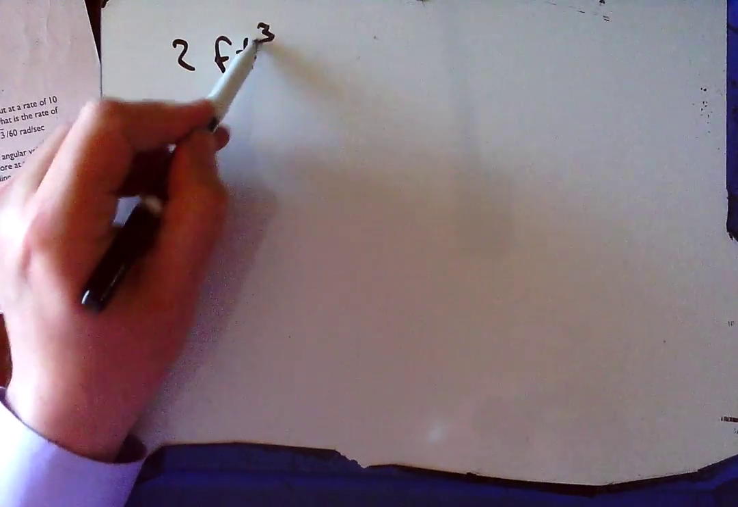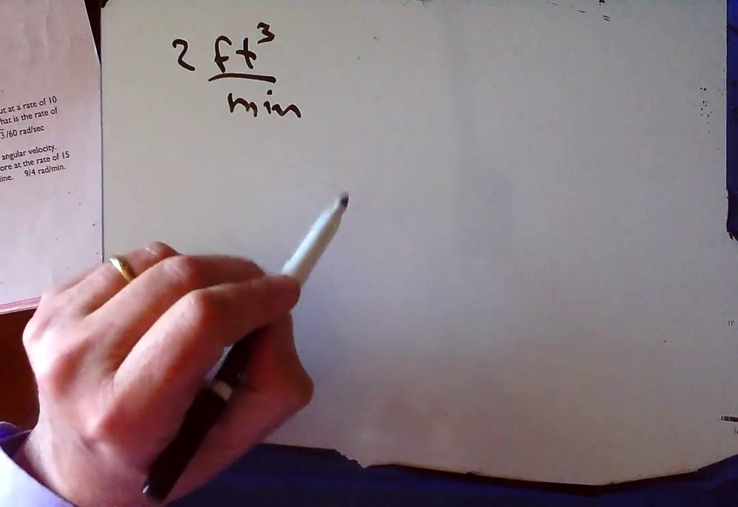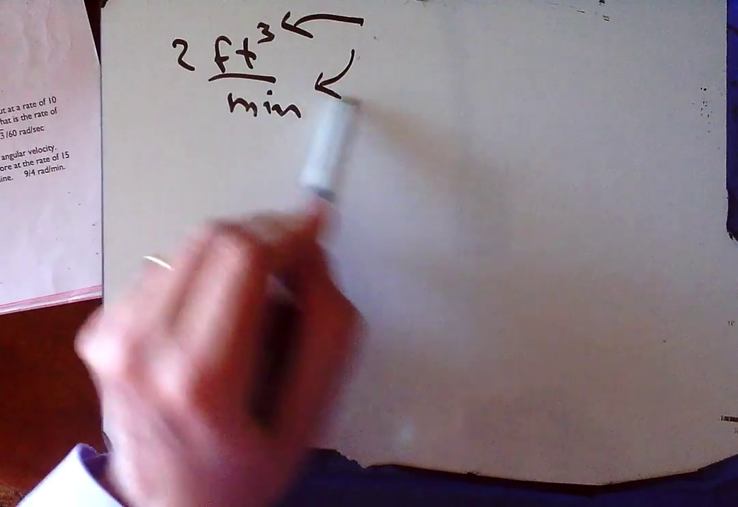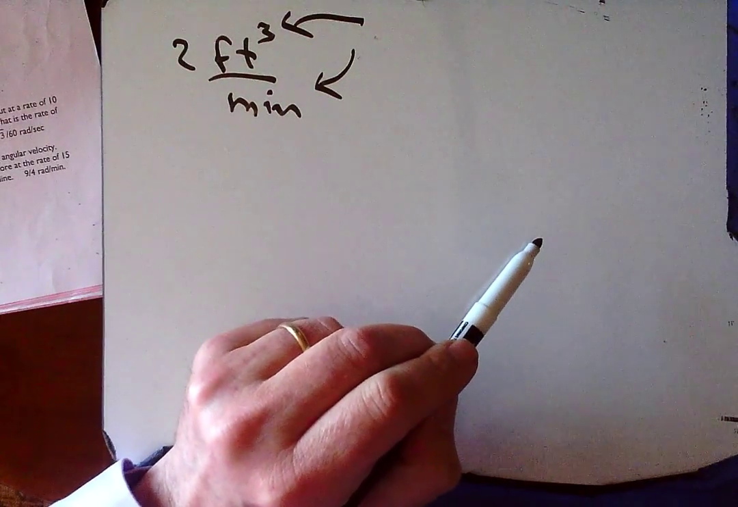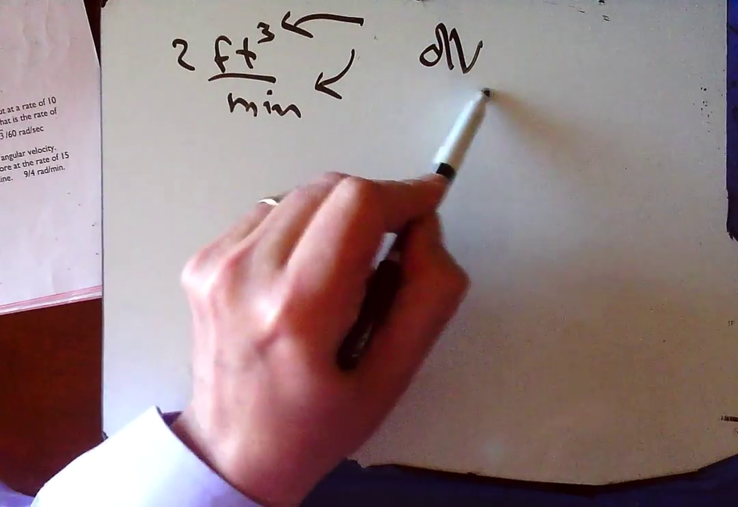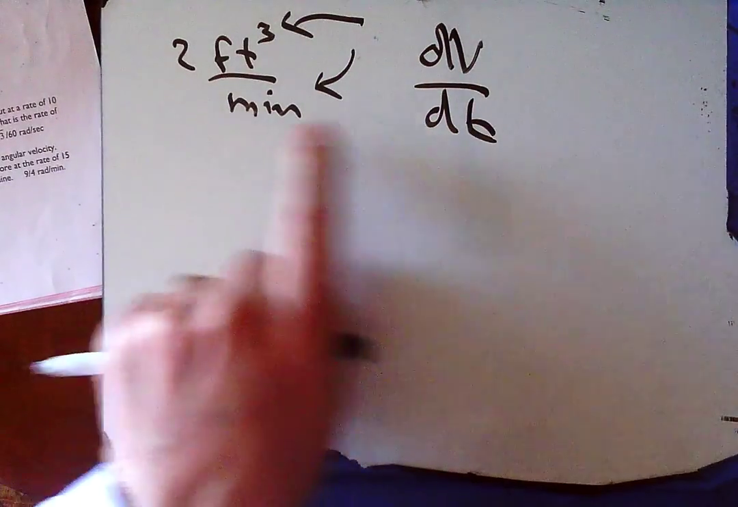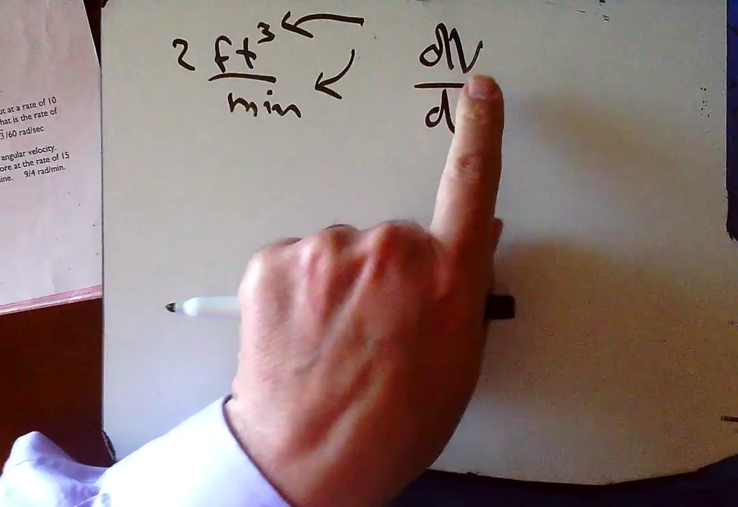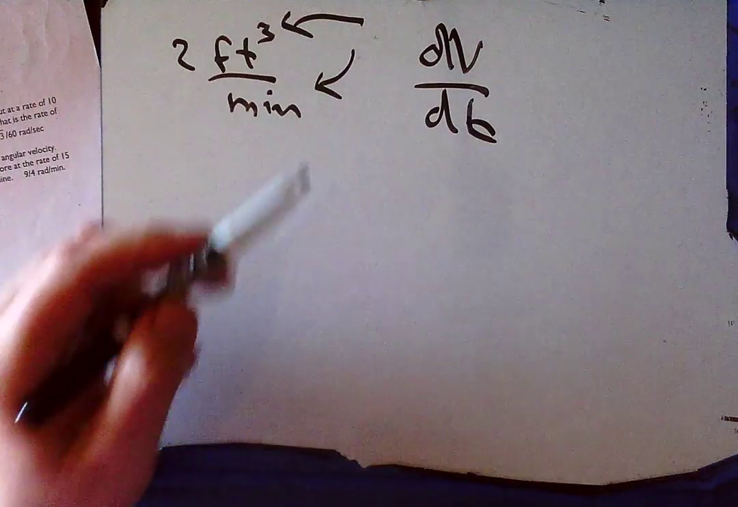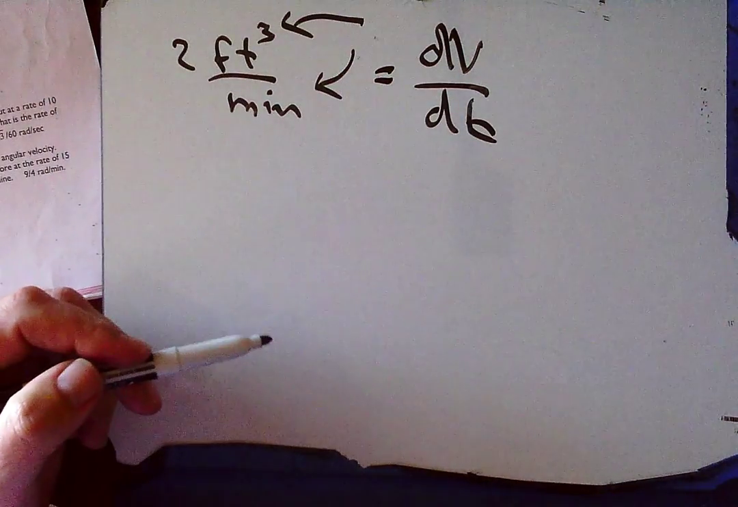Number 5 says water flows at a rate of 2 cubic feet per minute. Hey, cubic feet per minute, how would you name that in calculus? dV/dt. This is time. These are volume measurements. So I've got dV/dt equals 2.